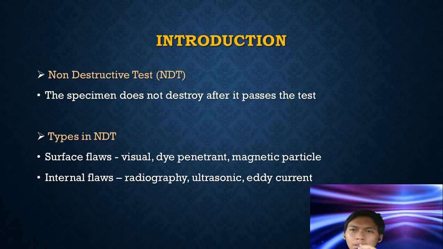Our assignment requires us to use non-destructive testing. Non-destructive testing is testing the specimen or workpiece without destroying it. There are two types of defects in non-destructive testing: surface defect and internal defect. For surface defect, we have visual testing, dye penetrant testing, and magnetic particle testing. While for internal defect, we have radiography testing, ultrasonic testing, and eddy current testing.